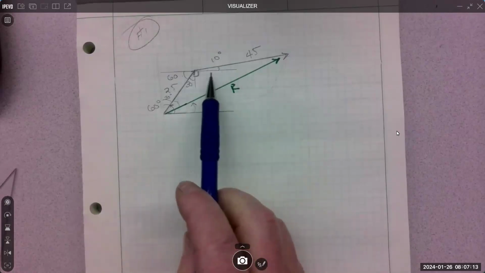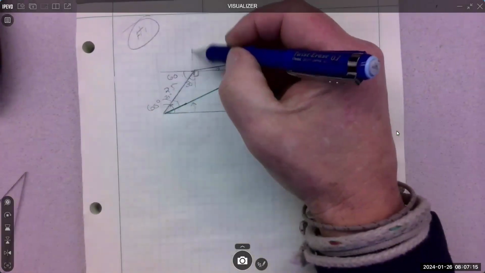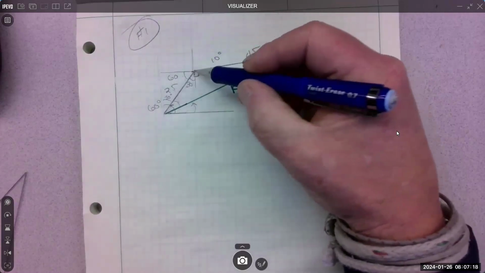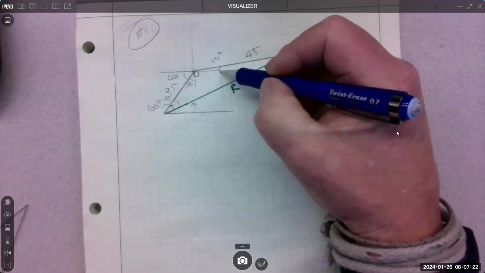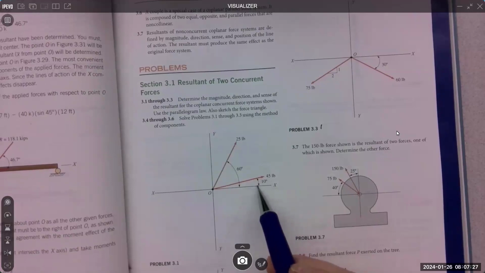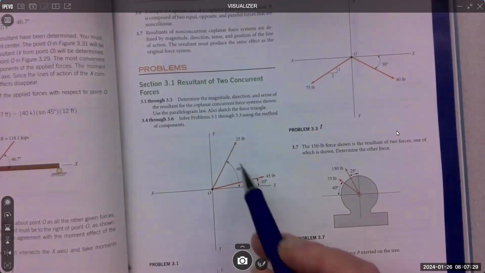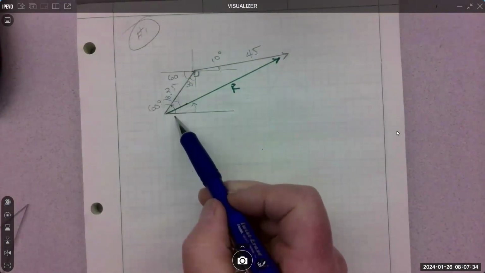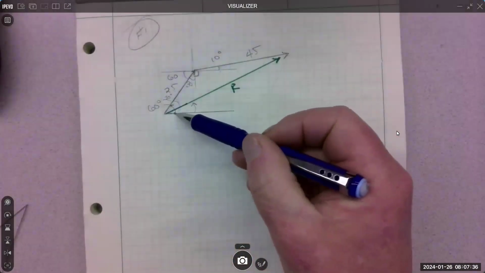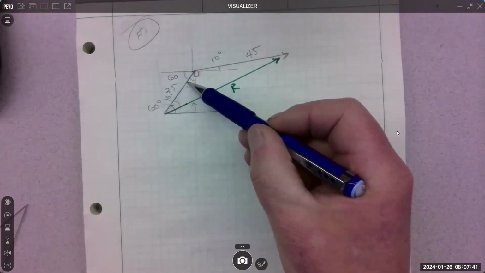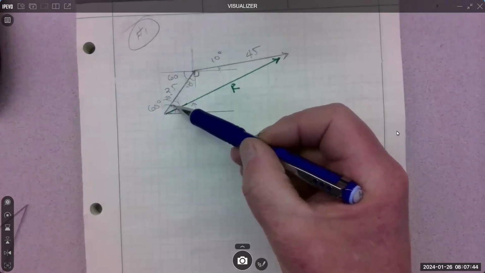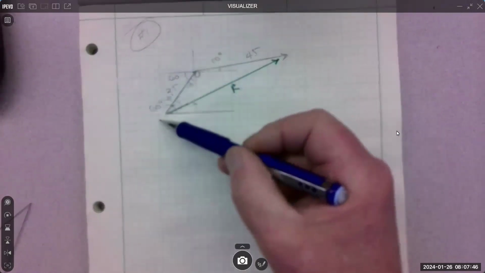I almost always draw in X and Y axis at this location because I know things like the 10 degrees to horizontal, that was given for the 45, 10 degrees to horizontal, right? 60 degrees to horizontal. So I want those in. I want the 60 in, and then I did alternate interior angles to get 60 here. That and that are the same because this is a straight line.